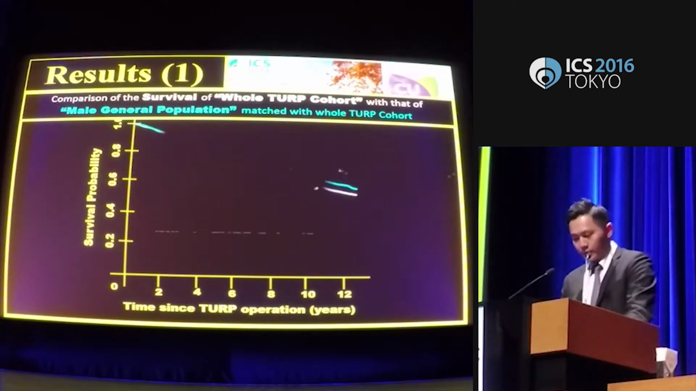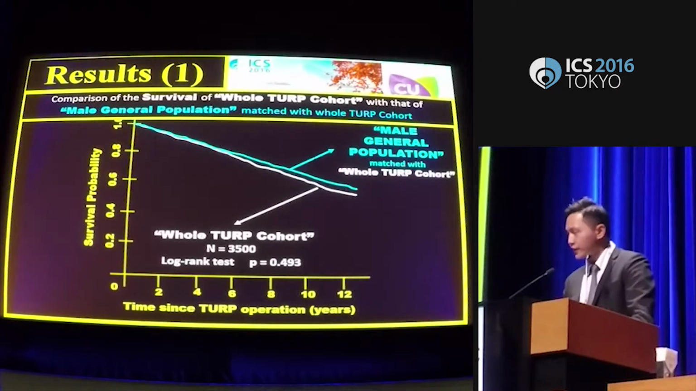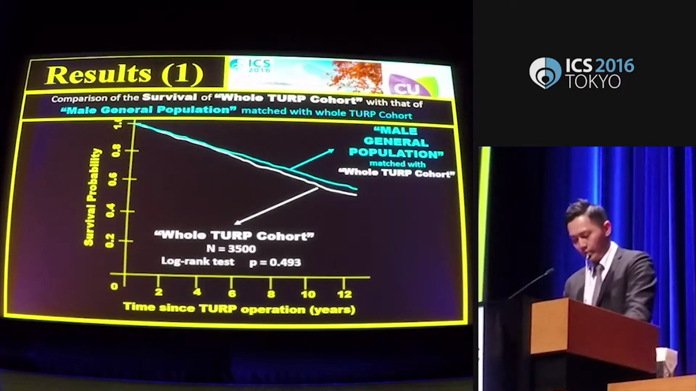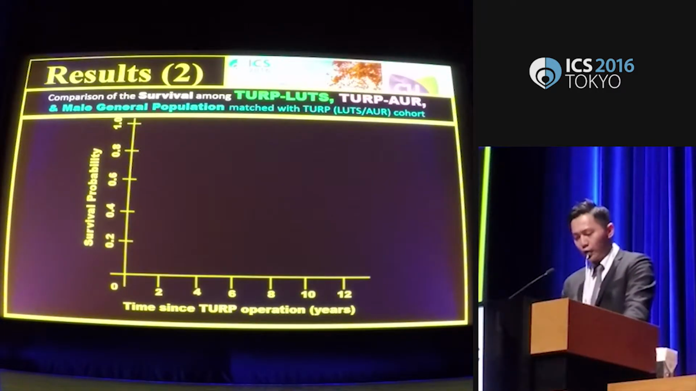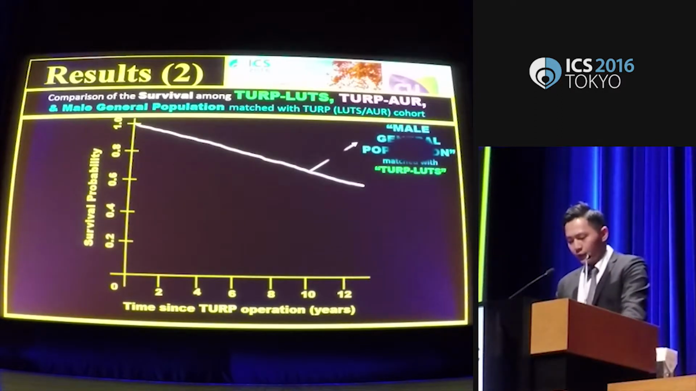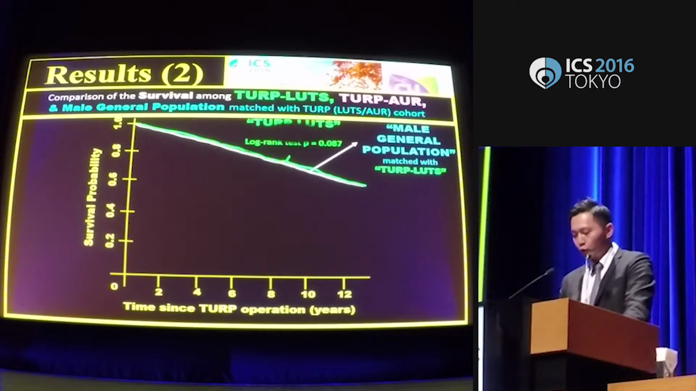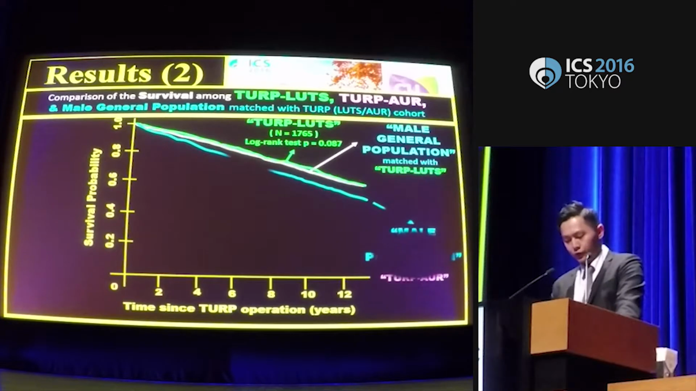So for the results, this is the Kaplan-Meier curve of the whole TURP cohort. You can see that the survival of the general population and the whole TURP cohort is quite similar, and the p-value is insignificant. However, if we stratify patients according to their indications, firstly, this is the hypothetical cohort of the general population compared with the TURP for LUTS cohort, and it's quite similar survival.